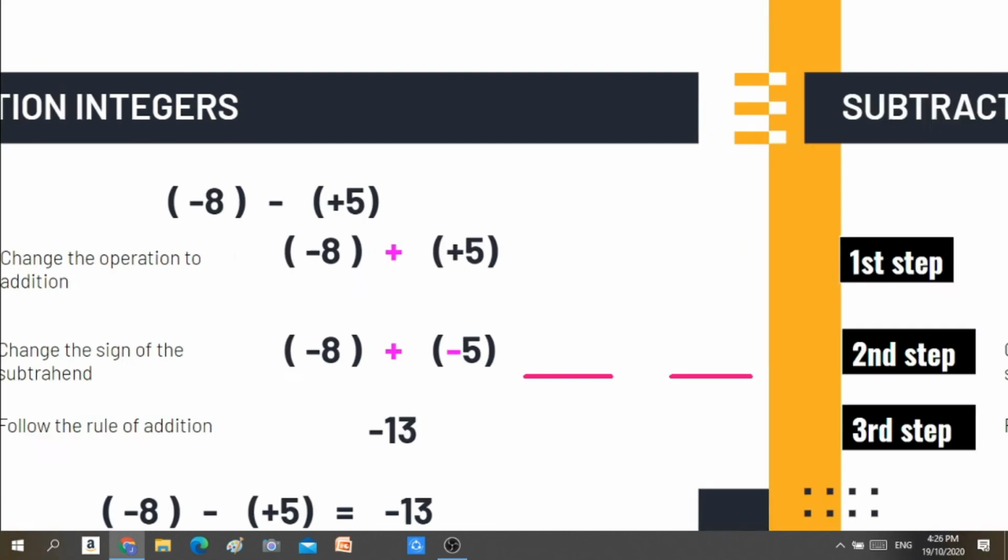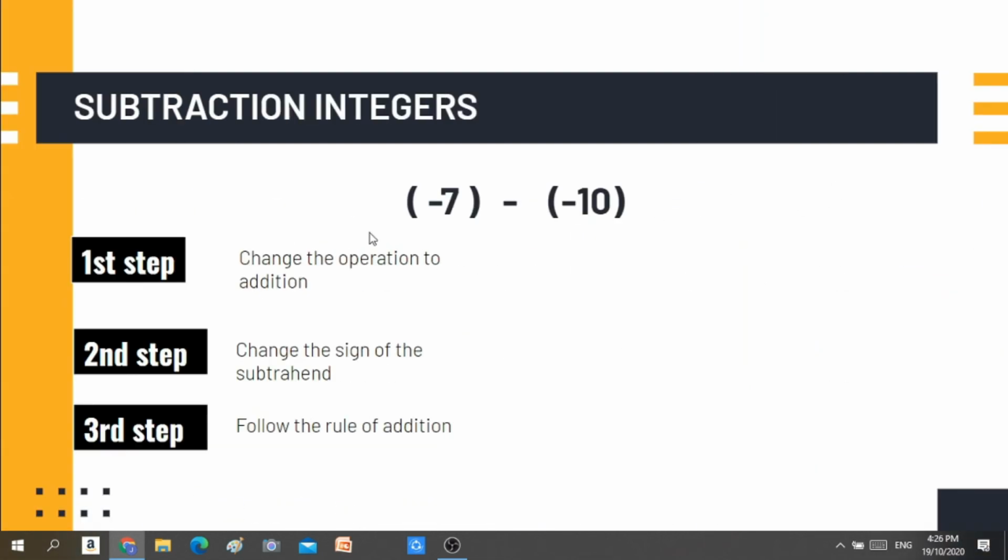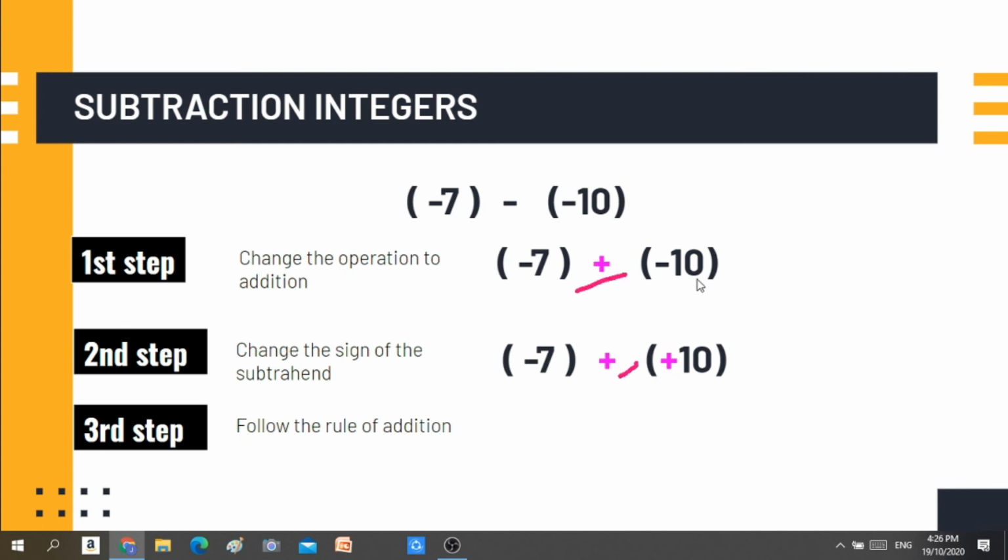Another one. I have here negative 7 minus negative 10. First step, change the operation to addition. So, we're gonna have negative 7 plus negative 10. Second step, palitan daw natin yung sign ng subtrahend. So, napalitan na natin itong plus, palitan naman natin yung subtrahend. So, we're gonna have negative 7 plus positive 10. Ngayon, napalitan na natin yung operation to plus at napalitan din na natin yung subtrahend from negative, naging positive na siya. Meaning to say, we can apply now the rule of addition.